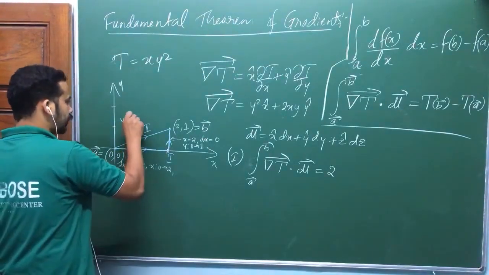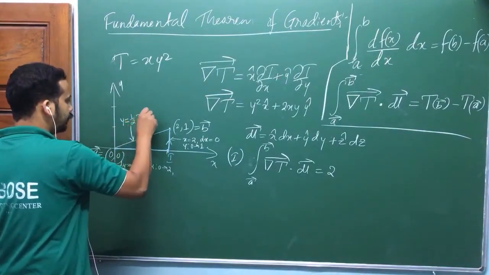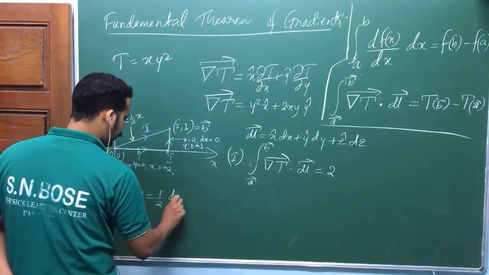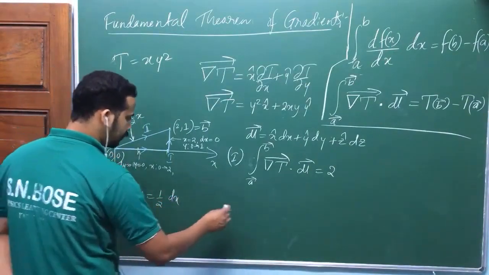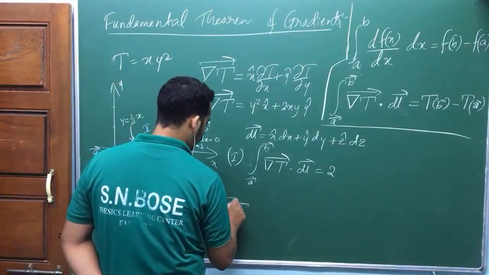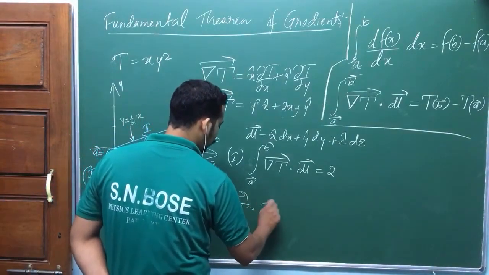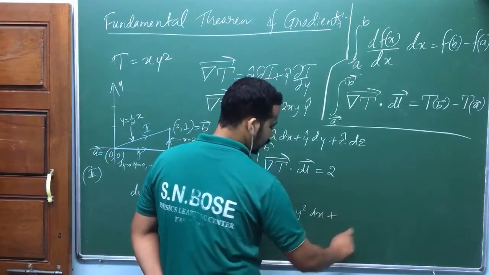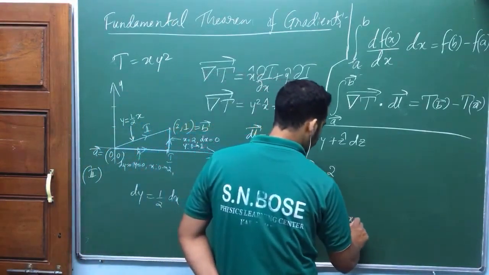1 by 2 x. Half is the slope, am I right? 1 by 2 into x, am I right? dy is equal to half dx, am I right? Now substitute that one. What was that one? Gradient dot dl, that's equal to, what was this one? y square dx plus 2xy dy, am I right?